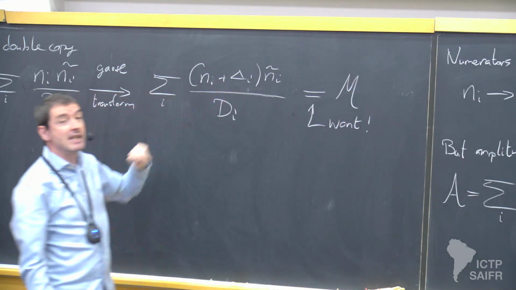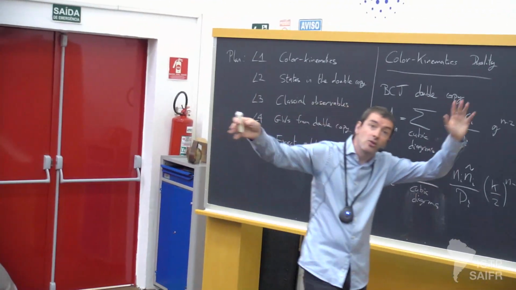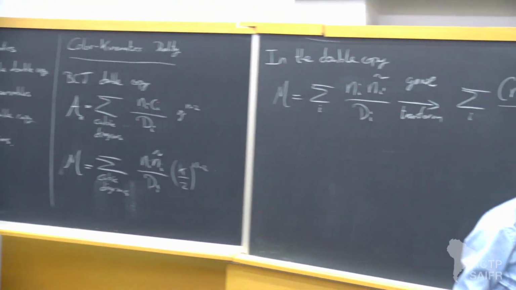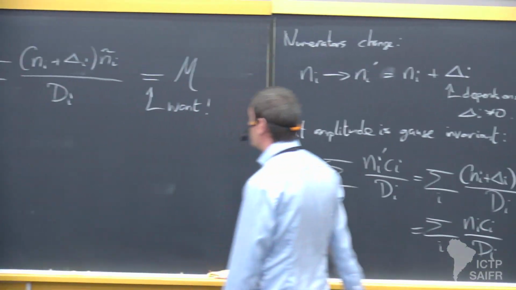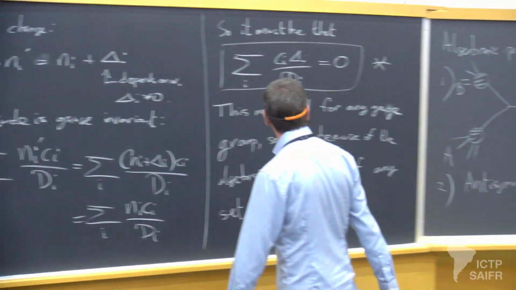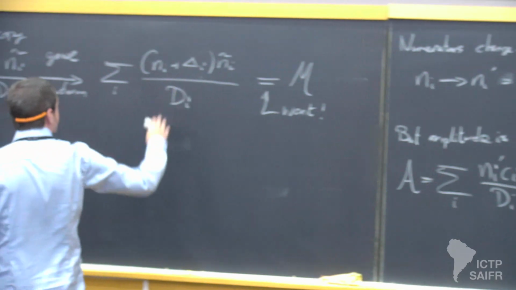Certainly, if we start out with some computation in Yang-Mills theory, you don't want to say the double copy only works because you pick a very special gauge. So the double copy should work more generally than that. We don't control what the initial numerators are. So we want this equation to hold.